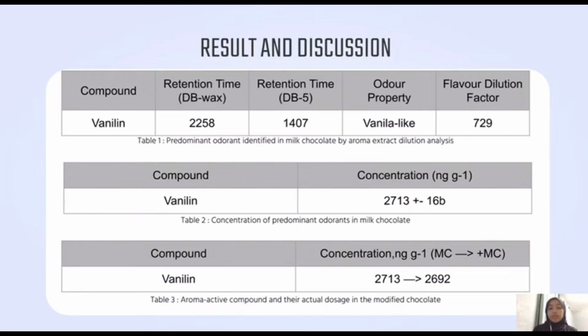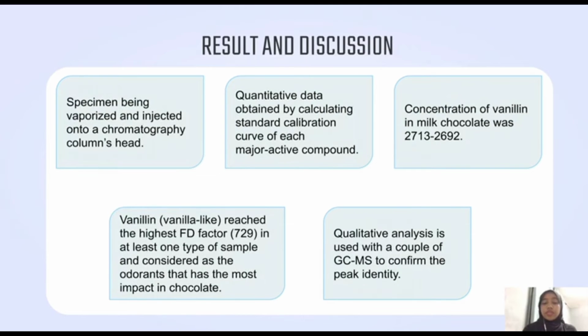The third table shows the aroma active compounds and their actual dosage in the modified chocolate. The compound used is vanillin and its concentration is 2713 until 2692. So for this experiment, the specimen is vaporized and injected onto the chromatography column's head.